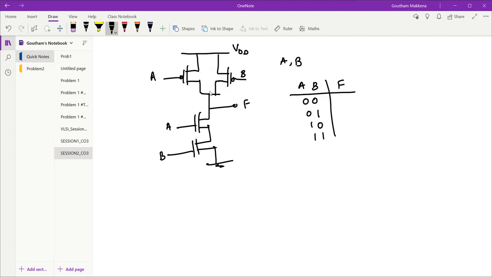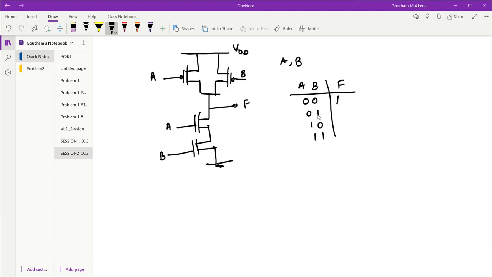So what will this output be? Because PMOS transistor passes a strong 1, this VDD will either pass through this transistor and come as 1 here, or this VDD will pass through this A transistor and F can become 1. Okay, so this is nothing but 1.